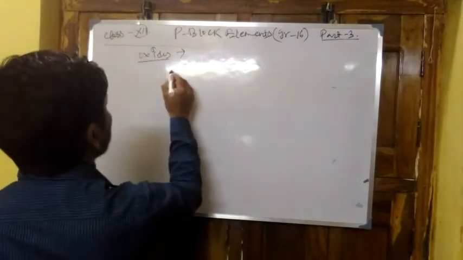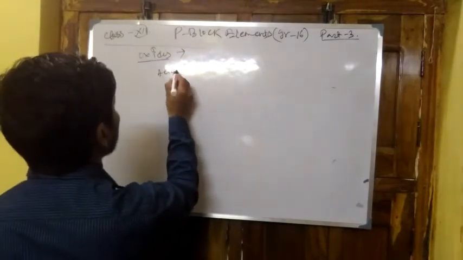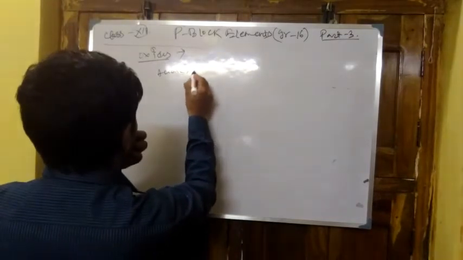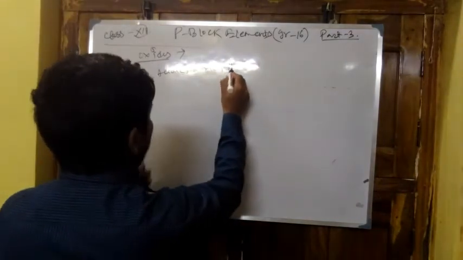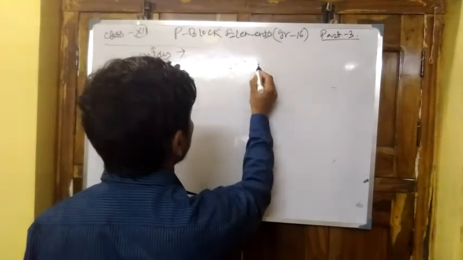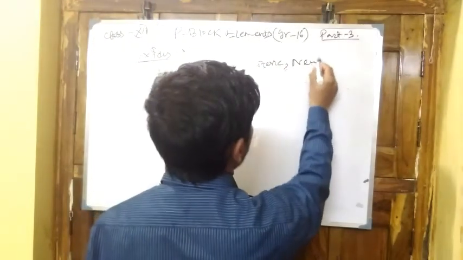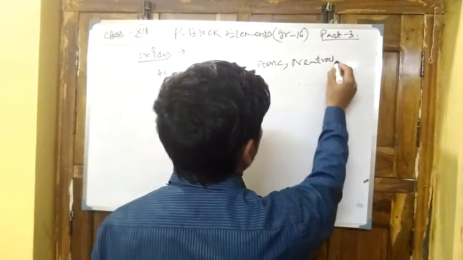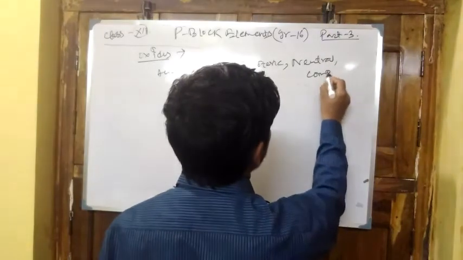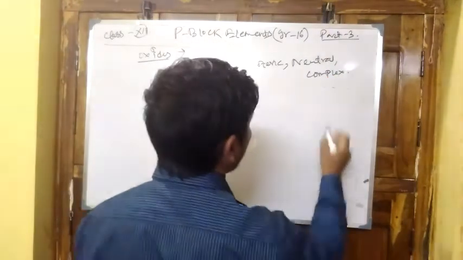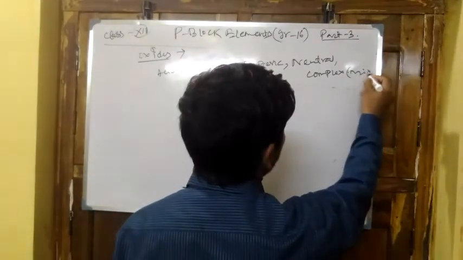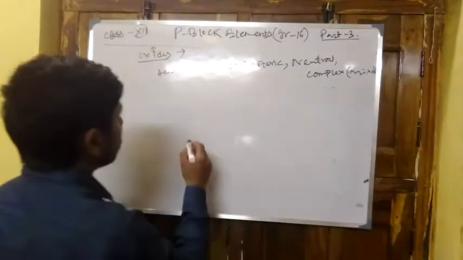First of all, acidic, basic, amphoteric, neutral, and also complex or mixed. So these are the types of oxides.